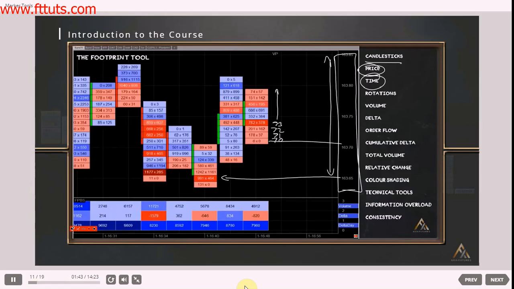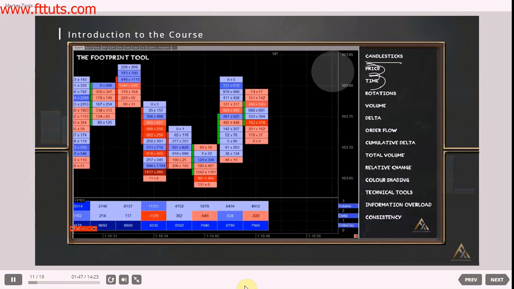The next thing to look at and talk about is time. Now, the footprint can be depicted in two different formats of time. The first is a typical traditional time-based format where we could select, say, a 5-minute footprint or a 30-minute footprint or a 60-minute footprint. Simply, each one of these rotations will be based on the selected time.